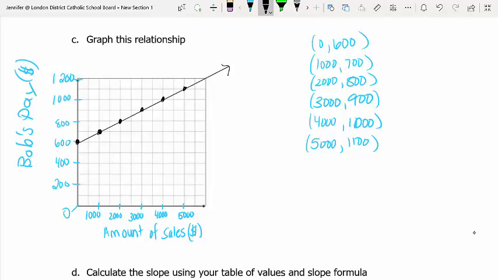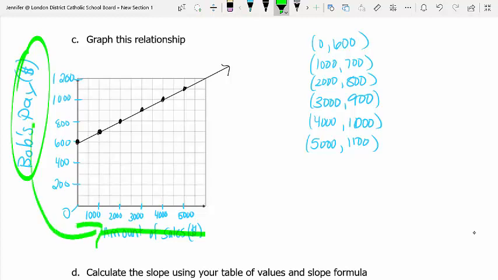So one thing I want you to notice is that the amount of sales was on the x-axis. The reason why is because we learned that the x-axis is always the independent variable, and the amount of sales is independent. Now Bob's pay is on the y-axis because the y-axis represents the dependent variable. And remember, Bob's pay depends on the amount of sales.